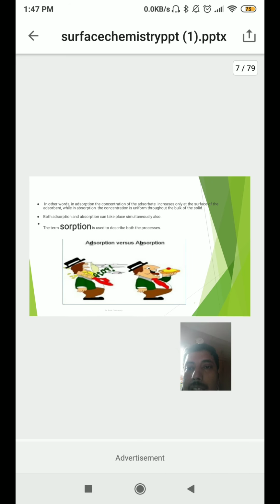Now here in this slide I have discussed in the other video. In adsorption, the concentration of the adsorbate increases only at the surface of the adsorbent, while in absorption the concentration is uniform throughout the bulk of the solid. Okay, so you can understand, I already described it in terms of chalk. When you put it on a surface, there is adsorption and an accumulation of adsorbate only at the surface. However, in absorption there is a homogeneous absorption throughout. Both adsorption and absorption can take place simultaneously also. The term sorption is used to describe both the processes. All right.